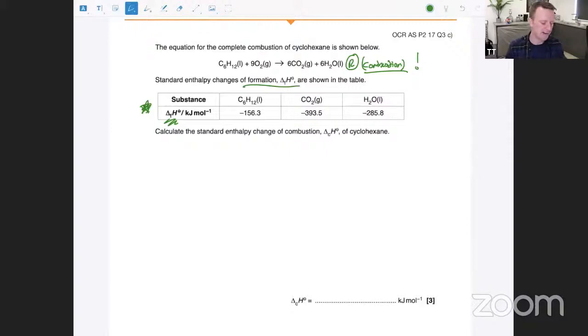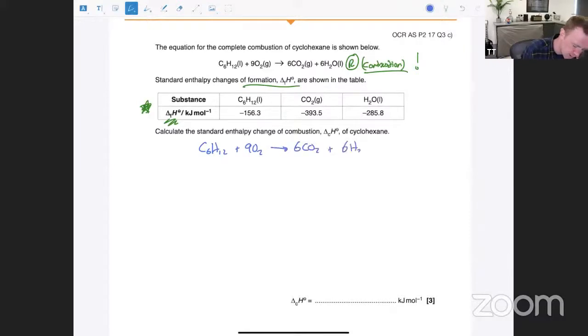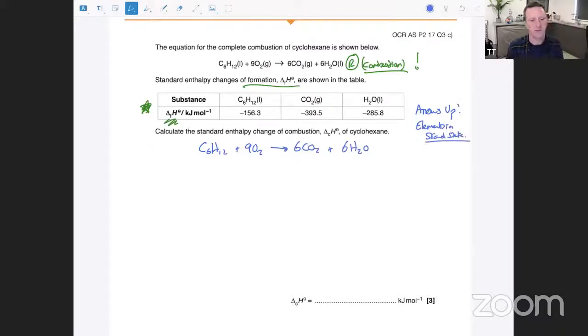So how do I attack these? Well, my advice to you is to write out the equation again. So I'm just going to do blue for standard writing. So C6H12 plus 9O2 gives 6CO2 plus 6H2O. I'm not really bothered about the state of matter here, okay? Because all the data they give you is going to link to that. So we've got enthalpy of formation data. What does that mean? That means arrows up, and what goes in the bottom are your elements in standard state. Okay, elements in your standard state.